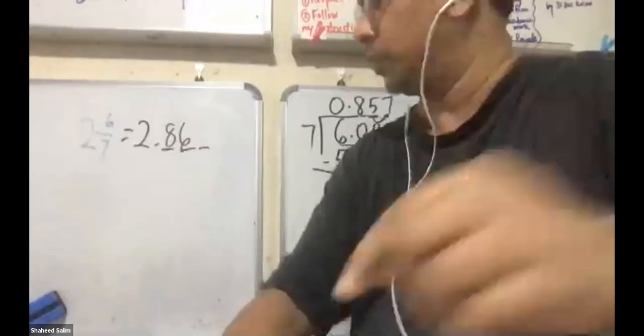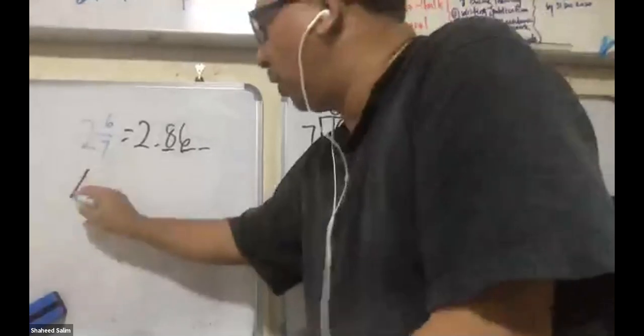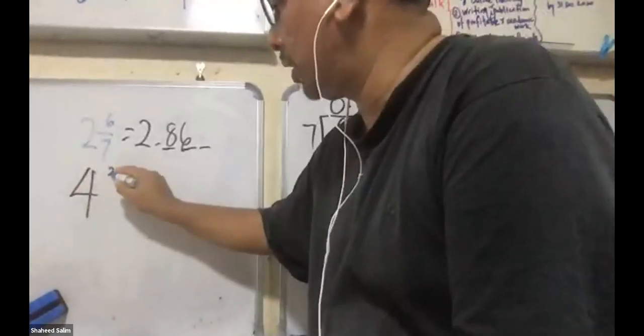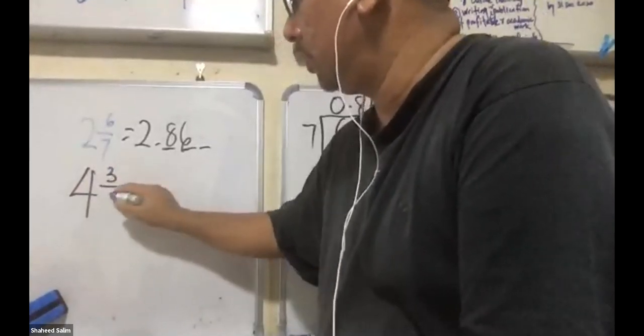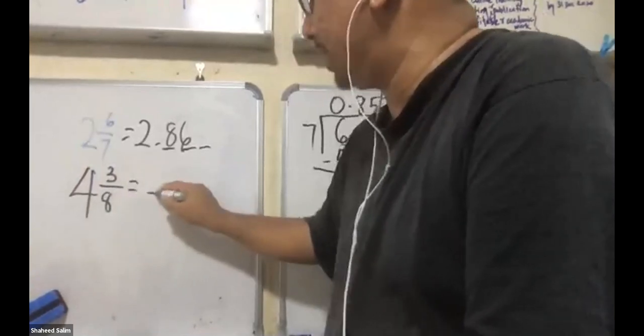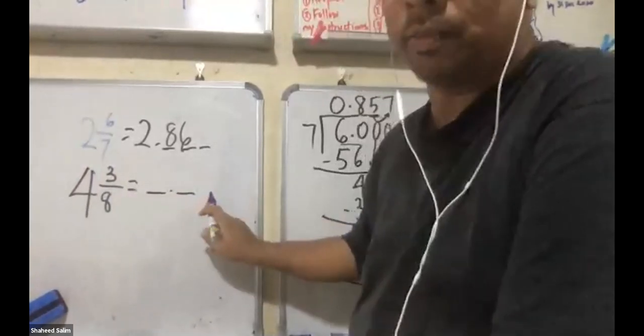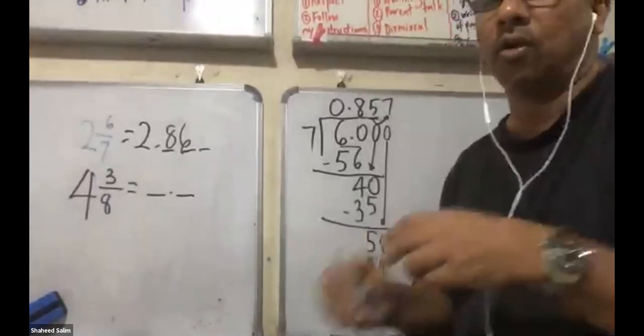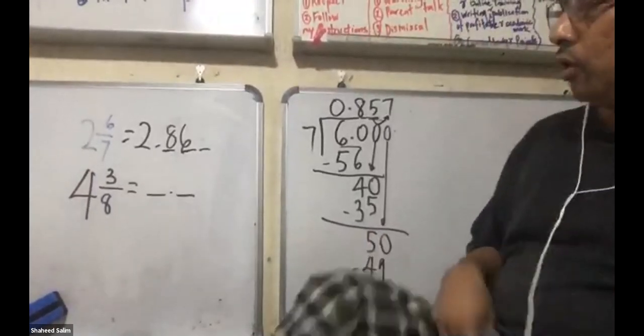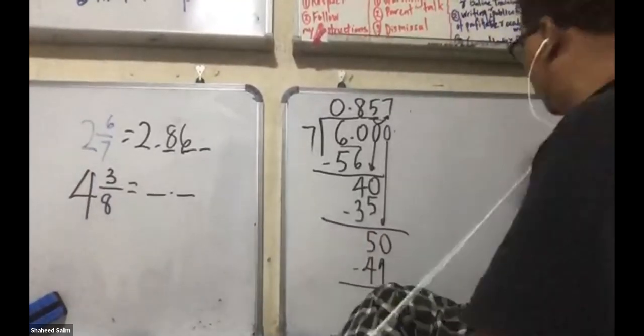Yes, Shafika, can. Later I'll give you another question on this. I better give it to you now. Okay, you try this one: 4 3/8. We want one decimal place only. Can you try 4 3/8? All four of you, please. What is it equal to?